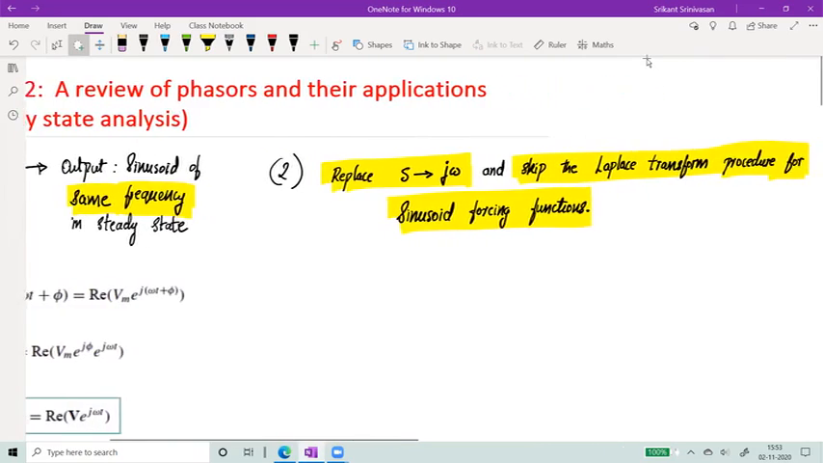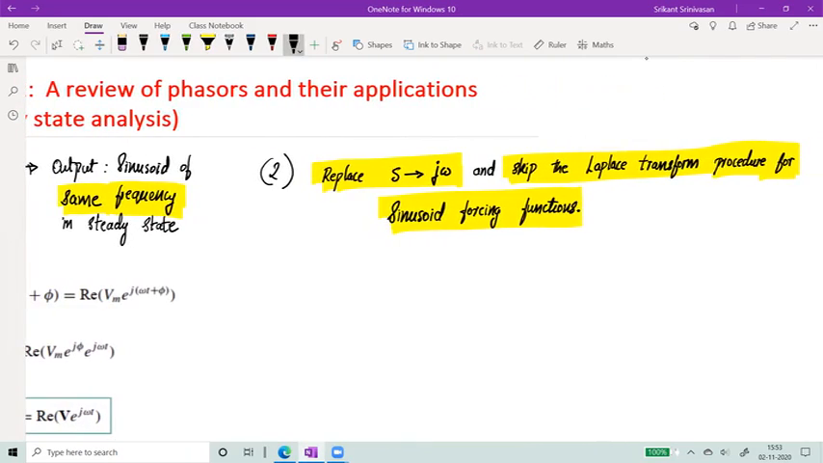You remember that S had a value of sigma plus j omega. S is a complex frequency, which is sigma plus j omega. And sigma is coming from the real part, which is the exponential part. So either it's exponentially decaying, e power minus sigma t, where sigma is a positive number, or if sigma is negative, it's exponentially increasing.